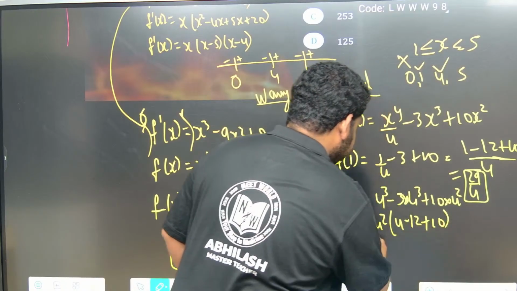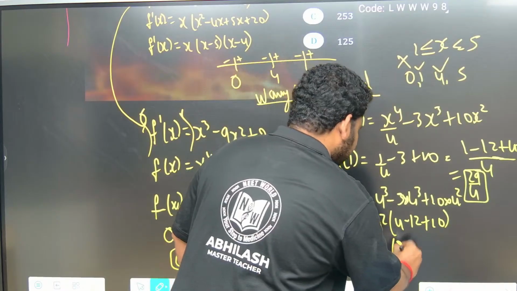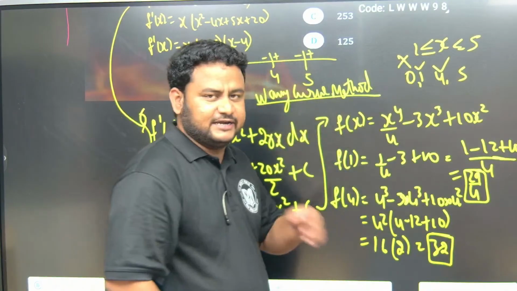So what will I get, friends? 4 square is 16, and 10 plus 4 is 14, 14 minus 12 is 2. So I will get 32. f of 4 I will get as 32.